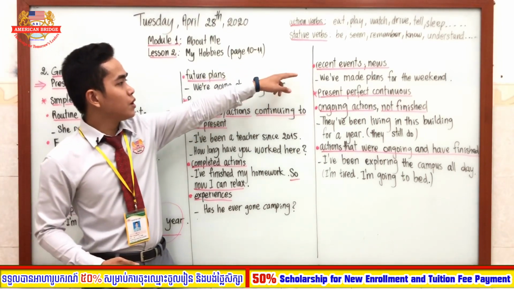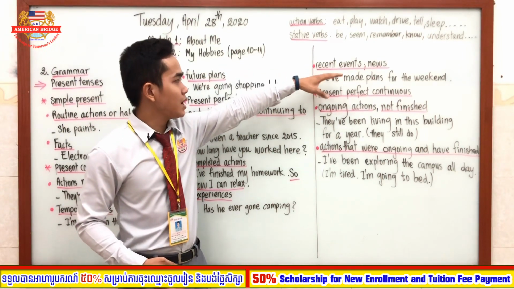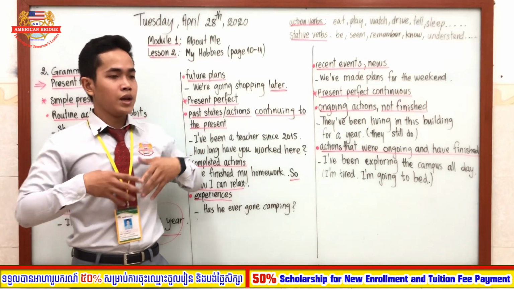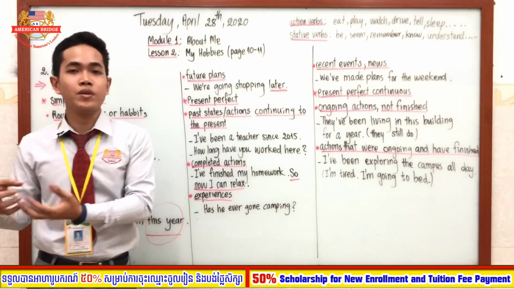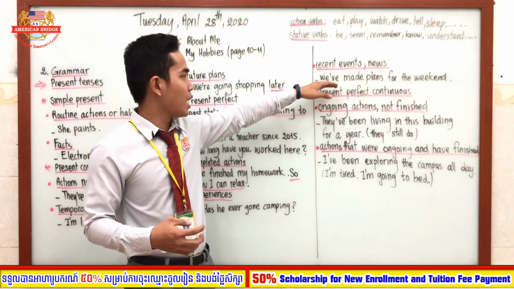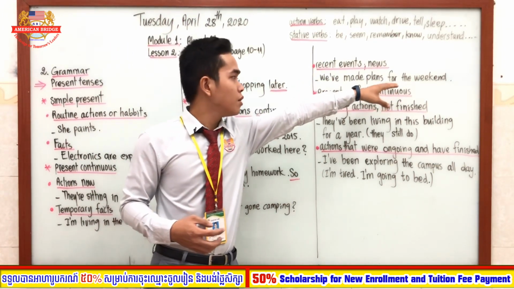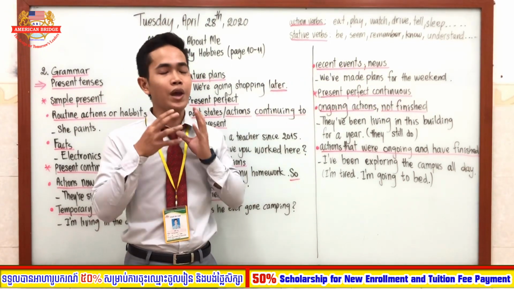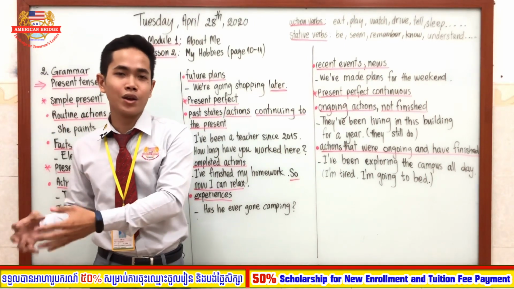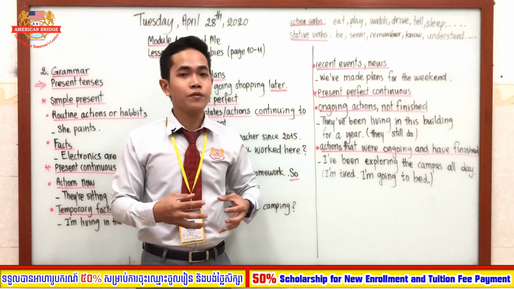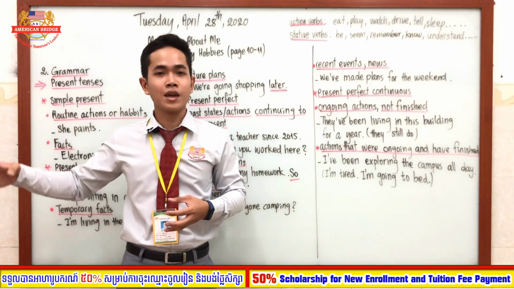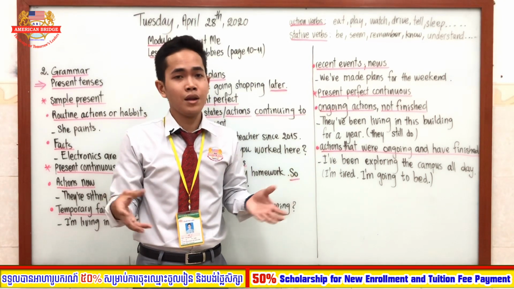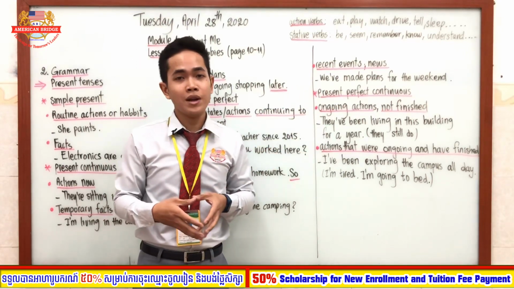So next usage is about recent events. Recent events usually refer to an action which just happened recently. As you can read in the example, we have made plans for the weekend. In this situation, maybe at 10 o'clock, you were discussing the plan with your friends, and then another friend just came from school and came to the house and said, hey, have you made any plan for this week already?